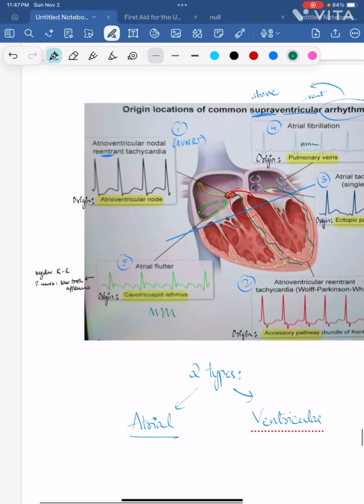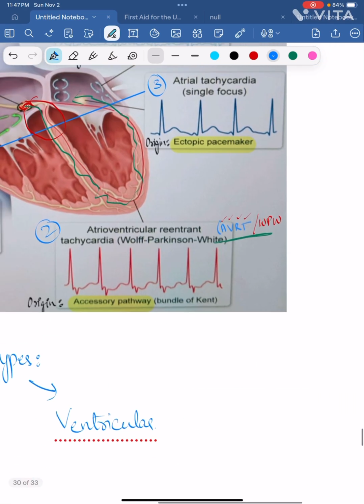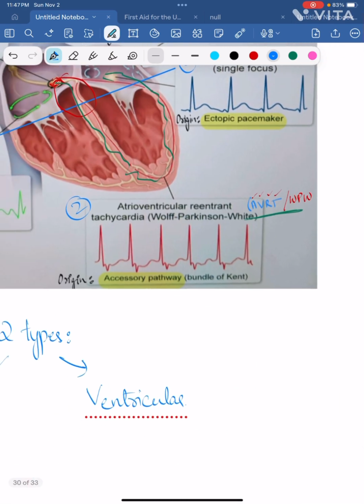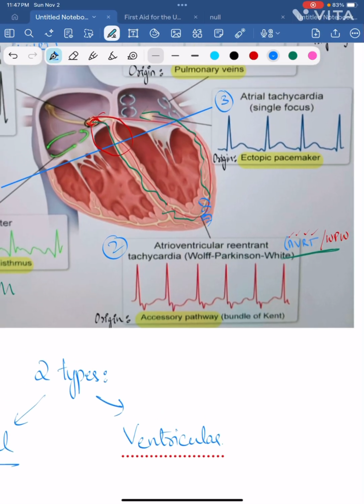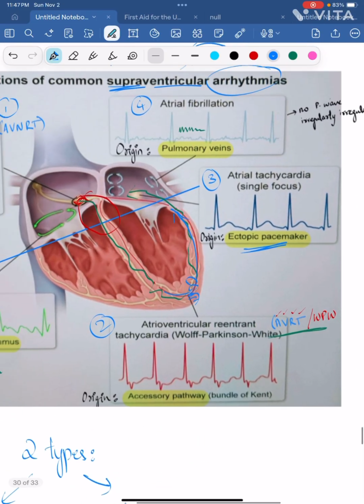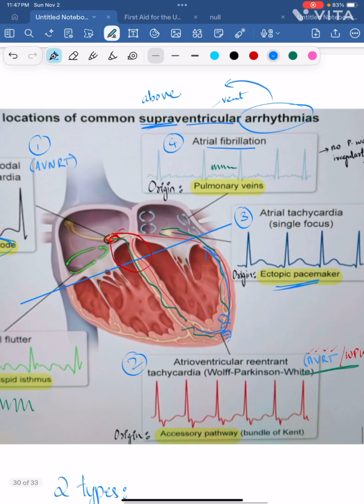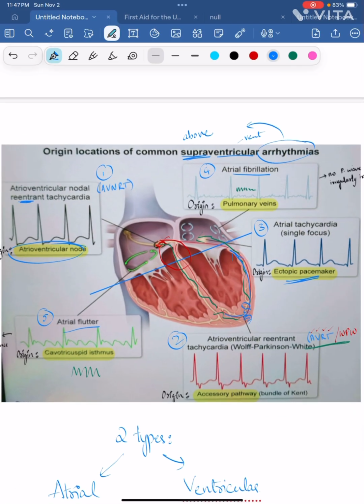So let's look at the origin of these. If you look at the origin, for AV nodal reentrant tachycardia, the origin is the AV node because there's re-entry from the AV node. Next we had AVRT, that is the accessory pathway. Because of the accessory pathway, the bundle of Kent, here is the bundle of Kent, there's re-entry. Third is due to an ectopic pacemaker. This is atrial tachycardia. Atrial fibrillation and atrial flutter are very important because they ask this multiple times.